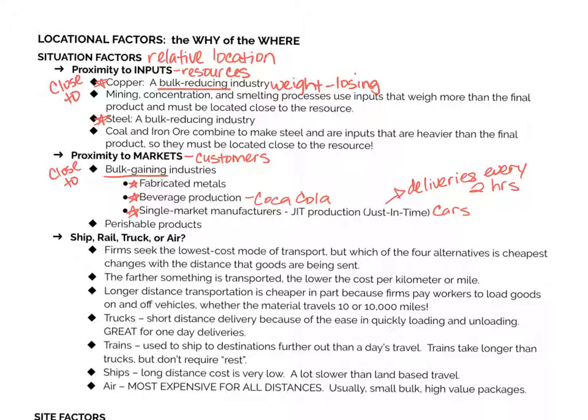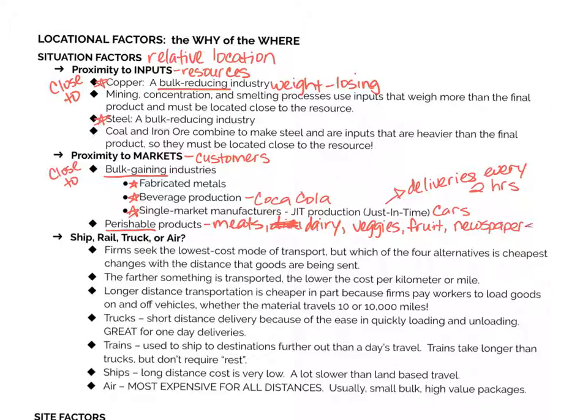Another thing that has to be close to market is perishable products. What does it mean if it's perishable? It goes bad. It spoils. Give me some examples. Fish. Salad. Dairy. Cheese, that's dairy. What else? Vegetables and fruits. Lettuce, that's a vegetable.